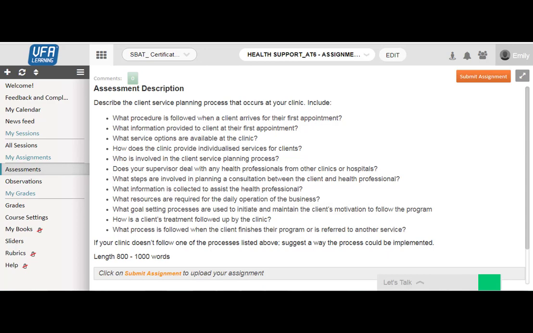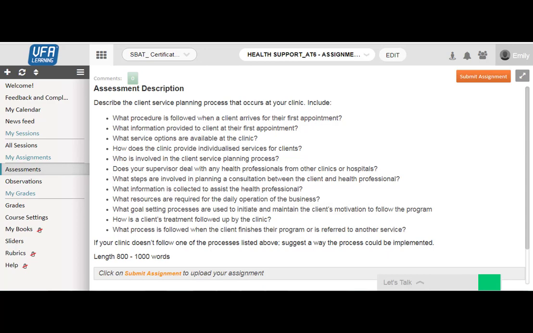Is there anyone that they work with on a regular basis or that they have a strong referral network with? What steps are involved in planning a consultation between the client and the health professional? Do they need to see somebody in between, or can they make that appointment directly with the health professional? The only person they're really needing to speak to is maybe the receptionist.